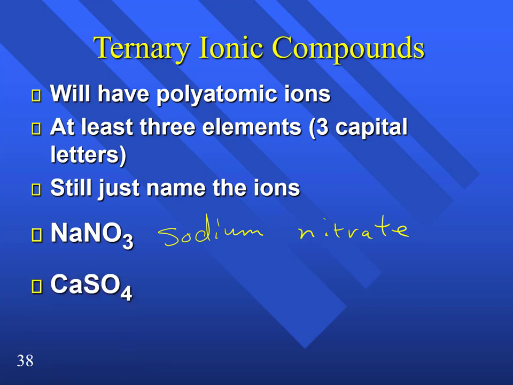How about CaSO4? Well, Ca is calcium. It's a metal. It's in group 2A, so it doesn't need Roman numerals. SO4, sulfate. What ions are in this? Calcium ions and sulfate ions.